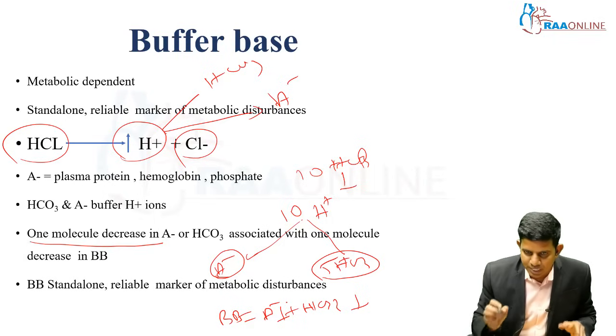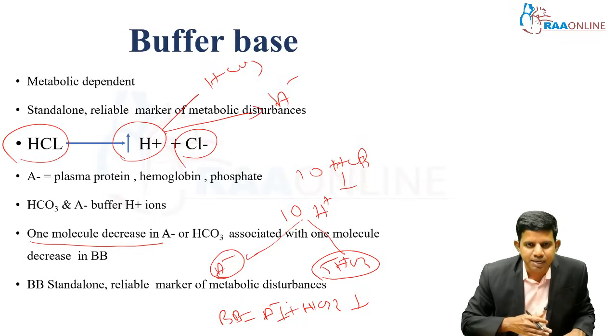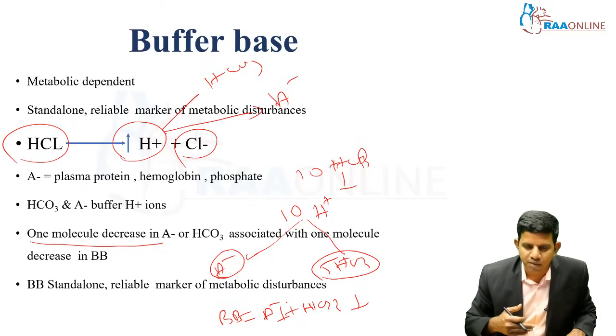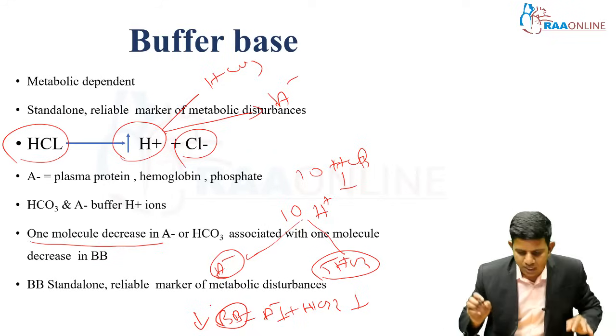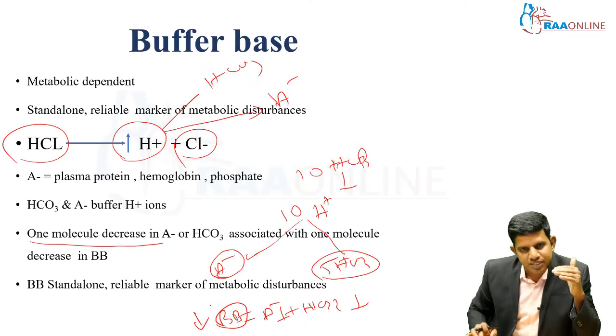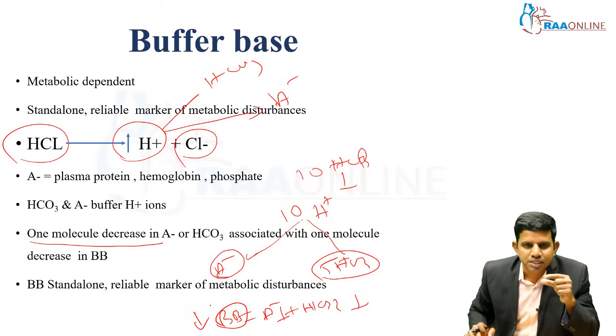In a metabolic acid base disorder, whenever a fixed acid is added to the blood, it may be renal failure, it may be DKA, whatever, it may be lactic acidosis, what will happen? My buffer base will decrease. So the buffer base is respiratory independent, but metabolic dependent. The buffer base also includes the carbonic acid buffer system. Compared to standard bicarbonate, the buffer base is a good method. The estimation of buffer base is a good method to assess metabolic acid base disturbances.